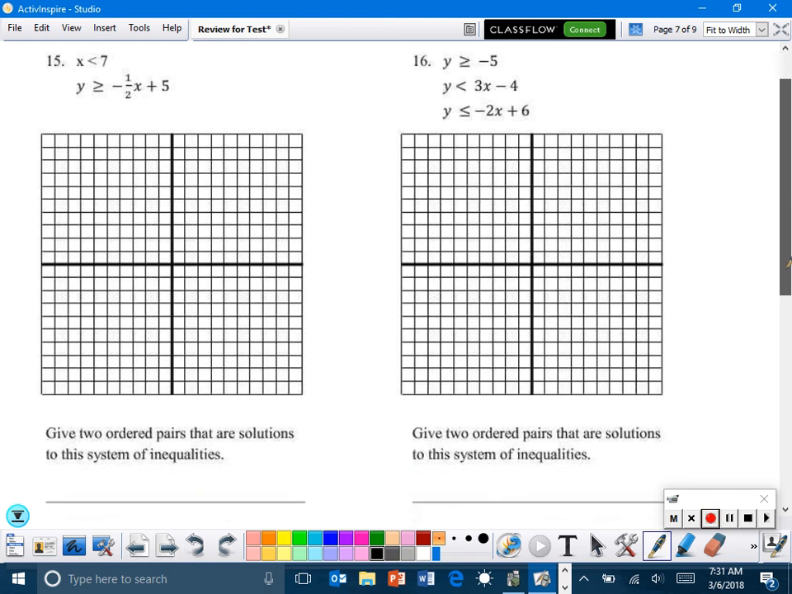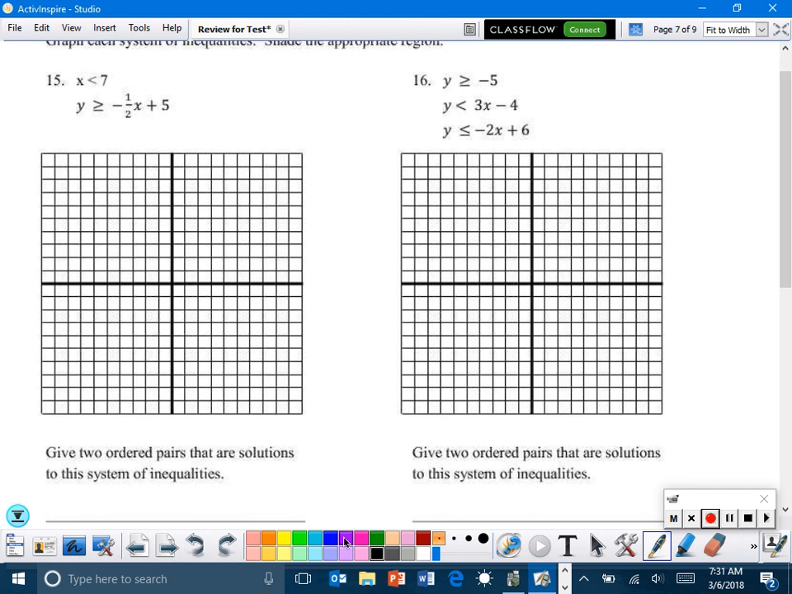All right, graph these inequalities. Here we go. So x is less than 7. Remember that is a vertical line. So 1, 2, 3, 4, 5, 6, x is 7. Okay, it is less than, so it is a dashed line. If you forgot the key, look at the worksheet with this on it. Now when I shade it, I'm going to shade less than that, so I'm going to be shading to the left, but I'm not going to shade it yet.